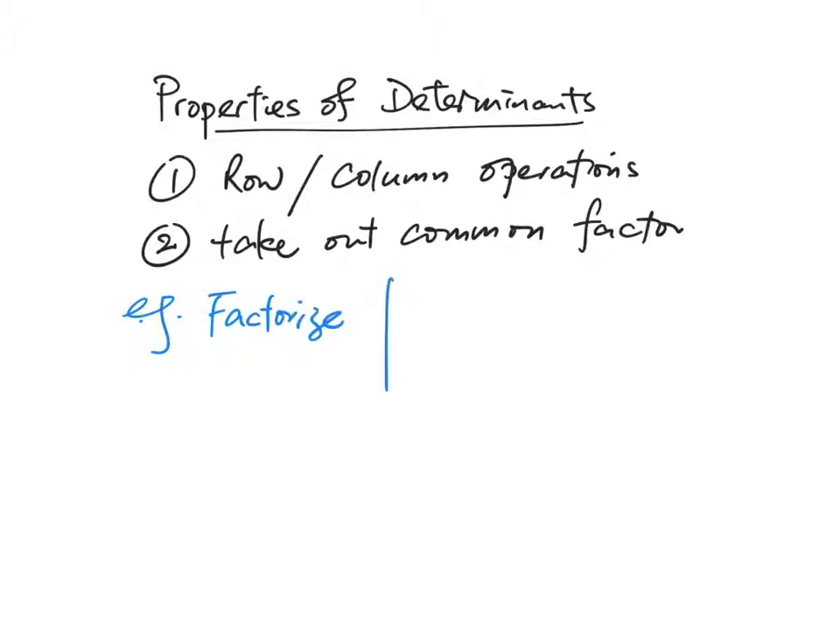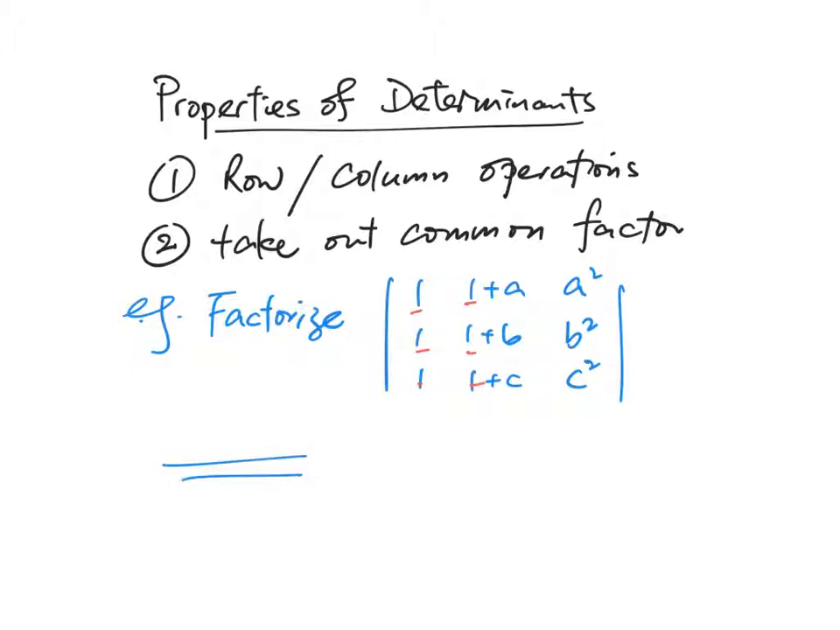The expression will be a very big one, with 1 plus a, a squared, 1 plus b, b squared, and 1 plus c and c squared. First of all, in our observation, we find that this 1 can be cancelled by the next one. So now I try to use the first operation, calling C2, column 2, minus column 1, and then put it into column 2.